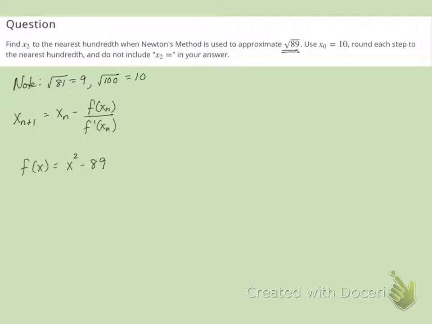So if we put in the square root of 89 for x here, we'll get square root of 89 squared, which is 89, and 89 minus 89 is 0. So this is kind of another note. Square root of 89 is a zero of f of x.